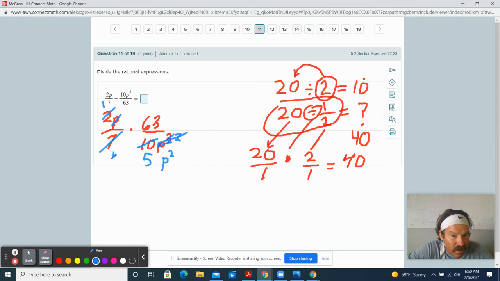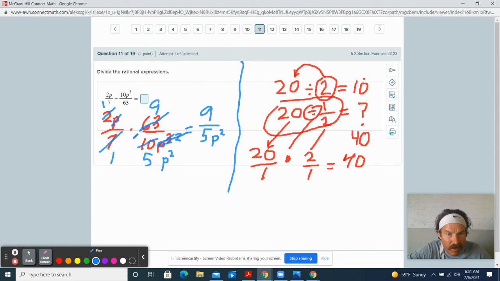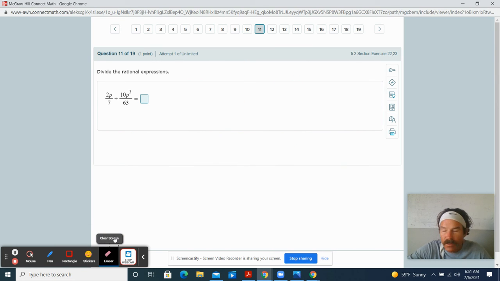7 goes into itself once. 7 goes into 63 9 times because I know 9 times 7 is 63. And then 1 times 9 is 9. And 1 times 5p squared is just 5p squared. Just got to make sure the p squared is on the bottom. And that's going to be what you pop into the box right there. The key thing is change it to a multiplication problem. Okay, let's try one more.